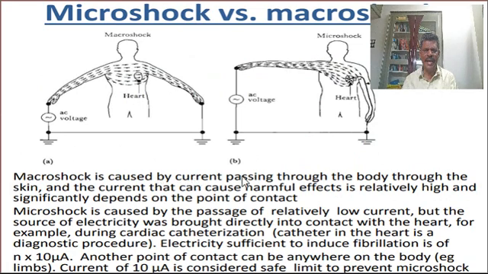Macroshock is caused by current passing through the body through the skin, and the current that can cause harmful effects is relatively high and significantly depends on the point of contact. But microshock is caused by the passage of relatively low current, where the source of electricity is brought directly into contact with the heart, for example during cardiac catheterization. The electricity sufficient to induce fibrillation is of the order of 10 microampere, and the other point of contact can be anywhere on the body. That means a current of 10 microampere is considered the safe limit to prevent microshock.